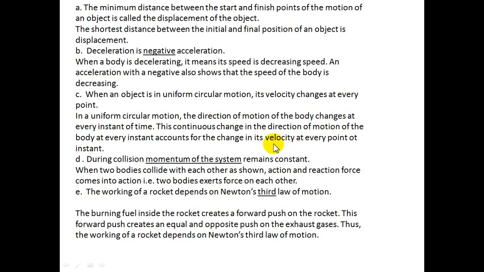Okay, so when we were discussing uniform circular motion, we definitely discussed this, that in uniform circular motion, the direction of motion of the body changes at every instant of time, and that's why the velocity changes at every moment of time.